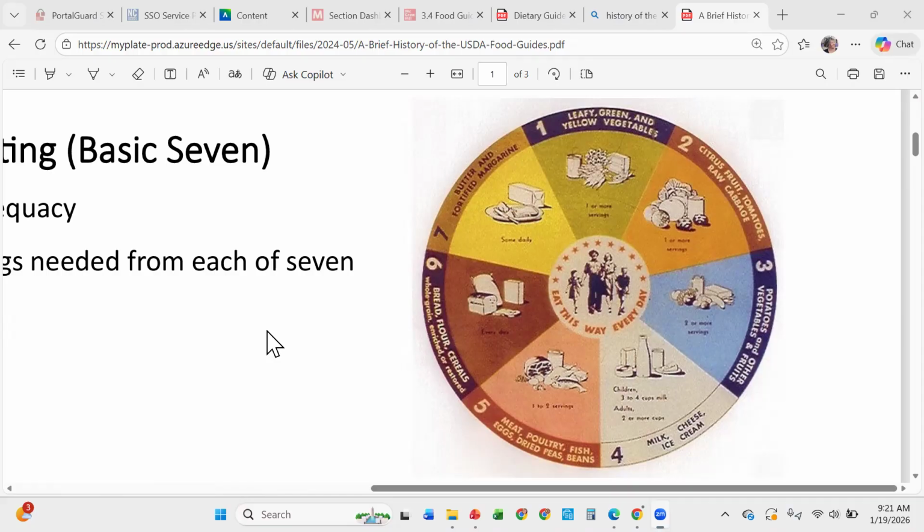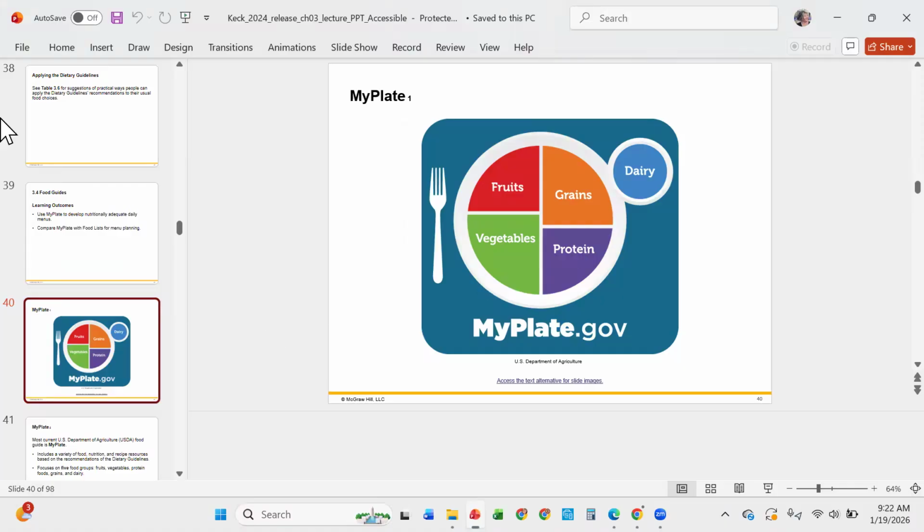All right, welcome. This is chapter 3, part 2. We are going to dive into the different food guides, both visual guides, and dive a little bit more into the dietary guidelines and look at food labels, or an introduction to food labels, as we finish chapter 3 on planning nutritious meals.